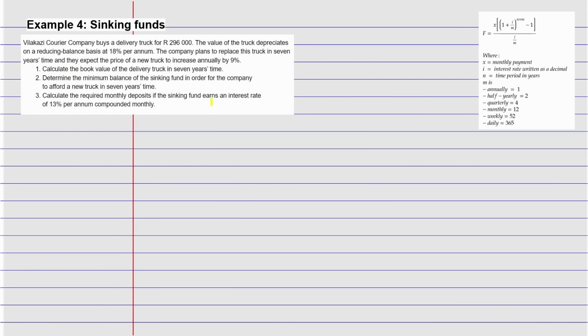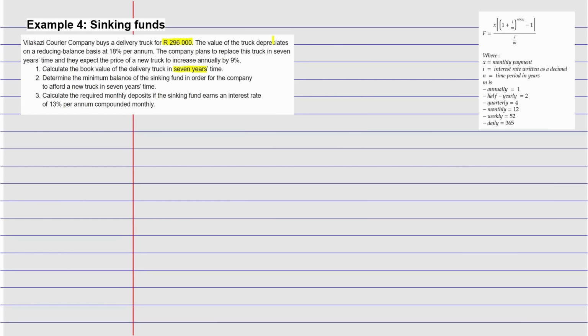So we see that the initial price of the truck when it was bought is 296,000. That is the value of the truck when it was bought. No, that's not 7 years ago. It's that the truck now, when we buy it, is 296,000. So that's the value of the truck.